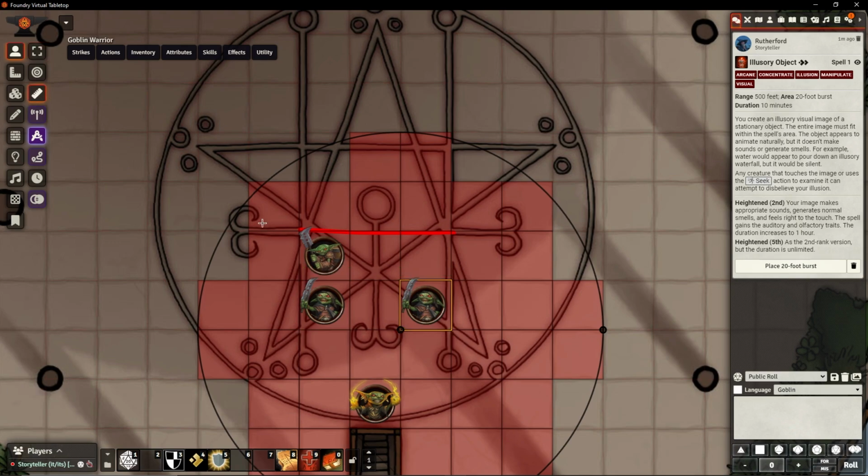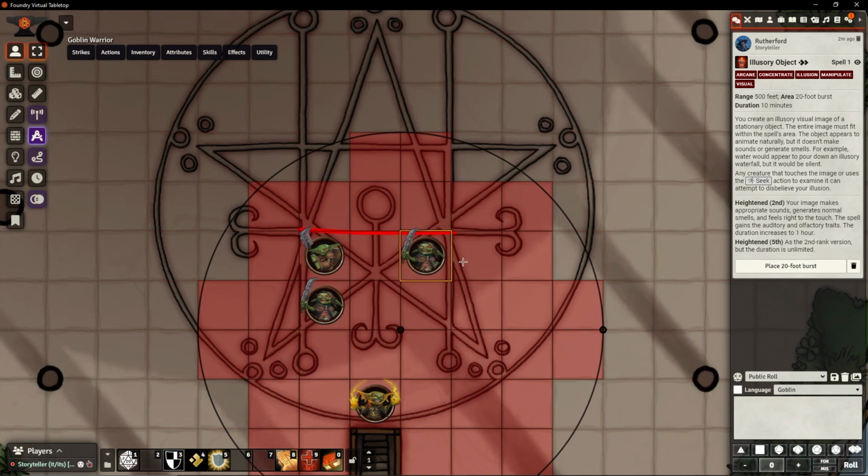This Goblin Warrior is going to attempt to stride through it, but because it has not disbelieved the illusion, even though the illusion is not a real object, it is being treated as one in all ways except for the objective reality, which means that the goblin will stride here and bump into the wall. And notably, the second rank heighten of illusory object is that it feels right to the touch, which would mean that this interaction would not allow for a disbelief check.